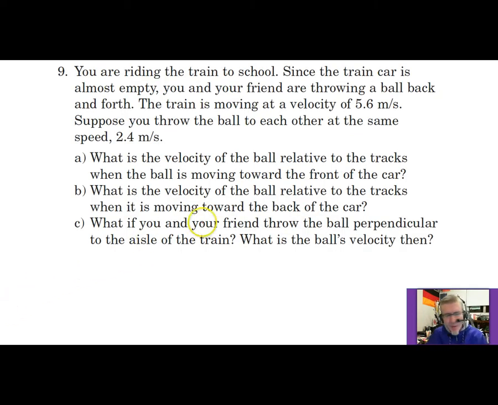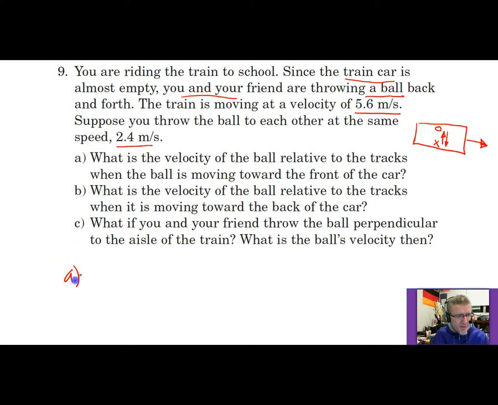So now we're riding a train to school. The train car is almost empty, so you and your friend are throwing a ball back and forth. The train is moving at a velocity of 5.6 meters per second. Suppose you throw the ball to each other at the same speed. When I first read this question, I thought, if I'm sitting here and he's sitting there, we throw the ball back and forth like this, and the train's moving this way, there's no big deal, right? But here's the point. What's the velocity of the ball relative to the tracks when the ball is moving towards the front of the car?